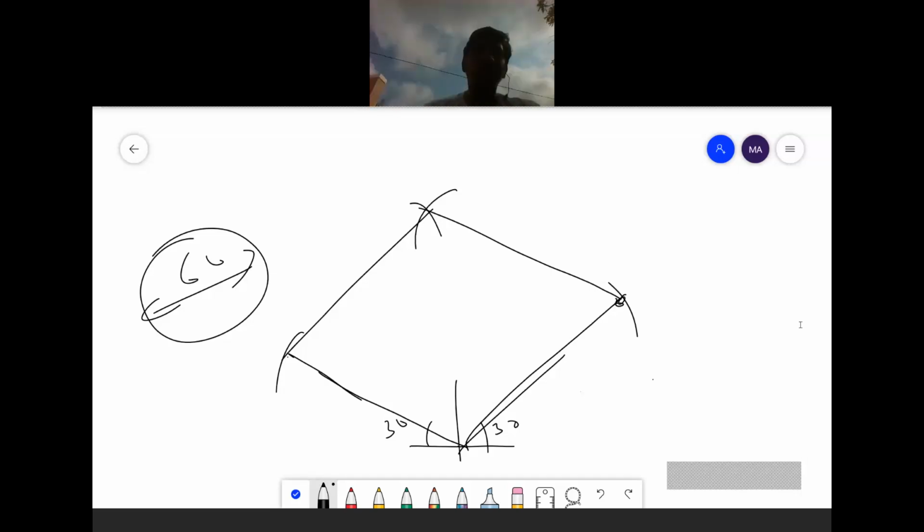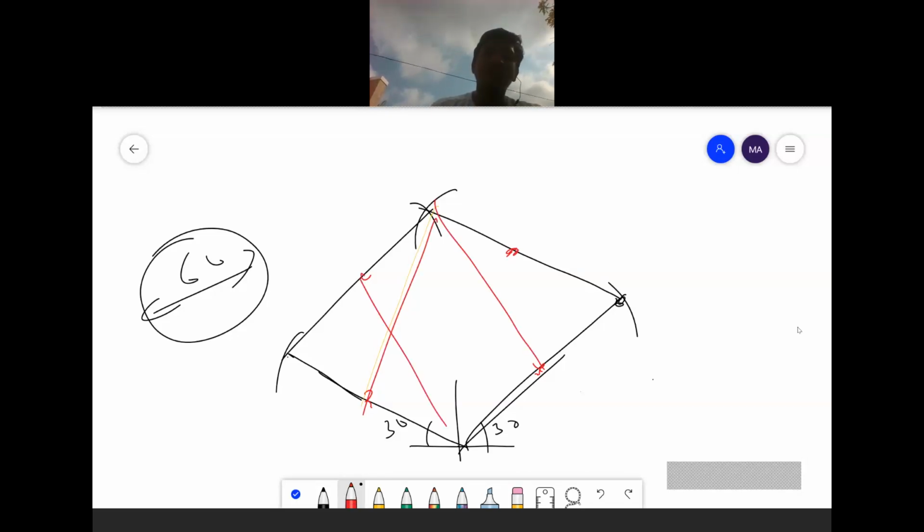Then you use the 4-center method. I will mark the 4 centers of these 4 sides. From this vertex, I'm joining the 2 centers.